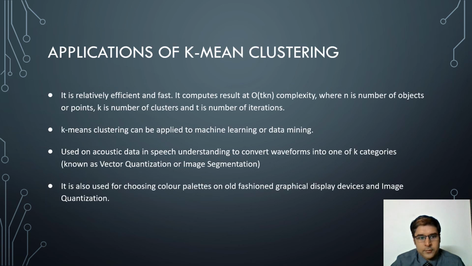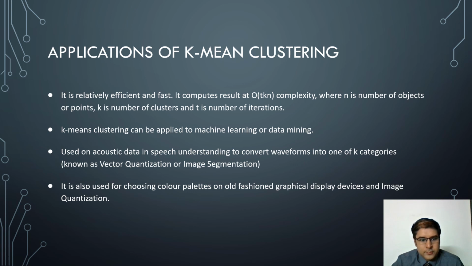Applications of K-means clustering. It is relatively efficient and fast. It computes the result at O(tkn) complexity, that is big O notation for tkn, where n is the number of object points, k is the number of clusters, and t is the number of iterations. So it is basically a cubic polynomial complexity.